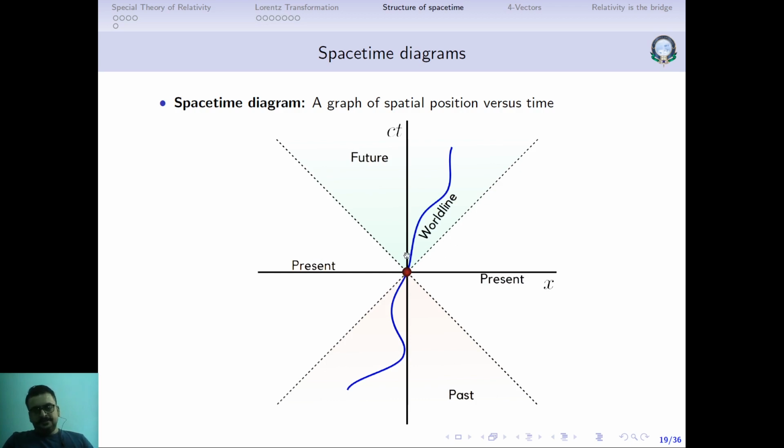So suppose I have an object which is over here. All the points which lie in this region are the future of this point, and all the points which lie here are the past of this point. And a world line, what is a world line? A world line is basically the trajectory of a particle in space-time. As a particle propagates through space-time, its trajectory is called a world line.